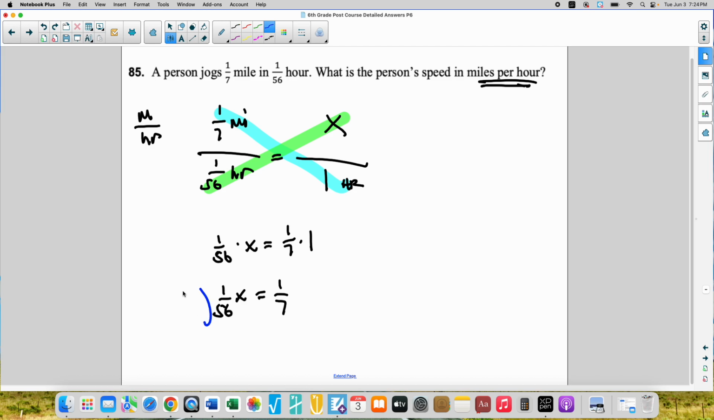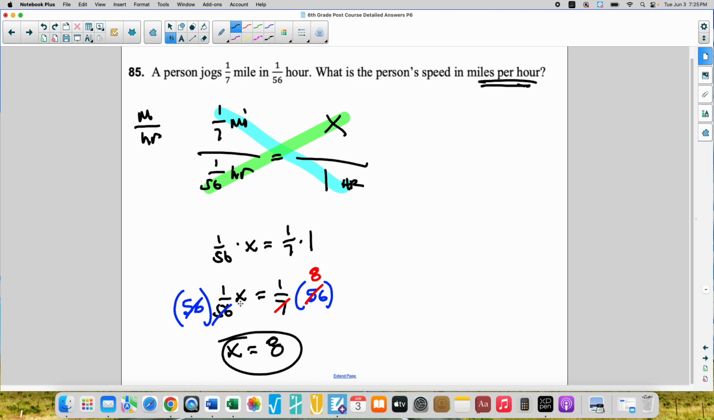So if we want to do the inverse of multiplication, remember in that earlier video I said the inverse of multiplication is division, but it is also multiplying by the reciprocal. So I'm going to multiply both sides by 56. Denominator cancels with the numerator, leaving me with x. This 7 is in the denominator. What goes into 7 and 56? 8. So we get x equals 8.